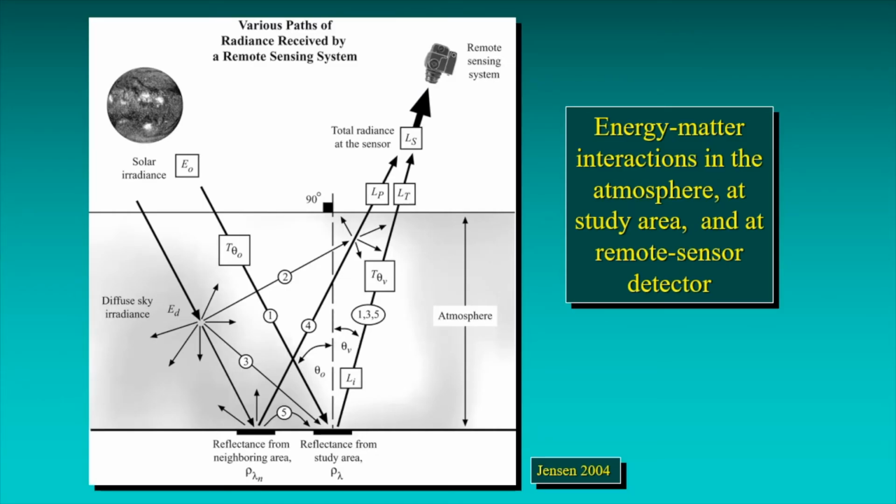Okay, so we are now back around to this diagram that we looked at previously, which summarizes the various paths of radiance that is received by our remote sensing sensor system. And it basically details the energy matter interactions within the atmosphere, the study area, as well as nearby areas, and the path back up to our remote sensing device. So we will look at all of these paths of the electromagnetic radiation going from the sun down to the Earth's surface and on its way back up to the remote sensing sensor system.